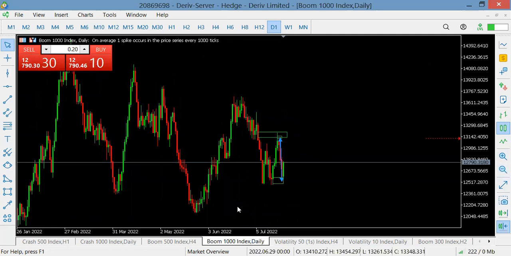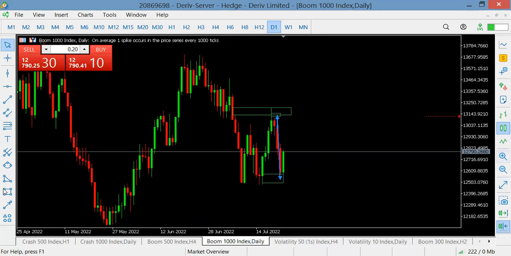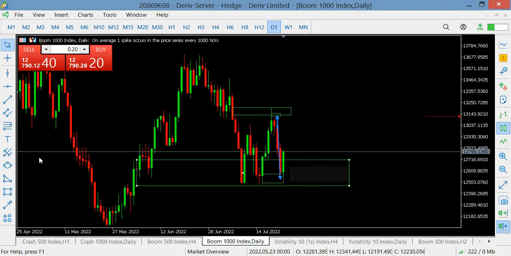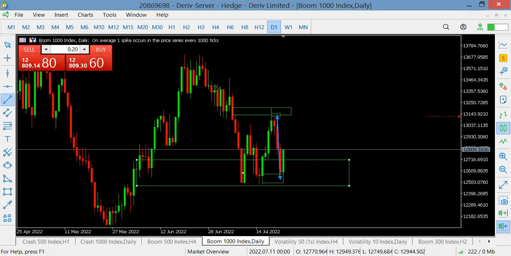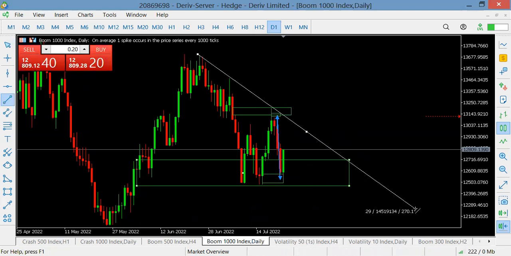Okay, for Boom 1000 Index, I think price is on a bullish rampage at the moment. Now, we're looking at price continuing a buy to the upside, and then let's see a spike that just happened. A spike just happened right now on the 1000 Index.